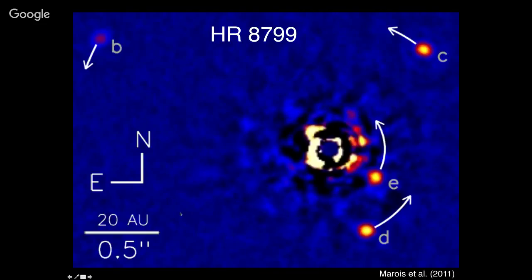But as you can see, based on the scale of this image, where this bar is 20 AU, and an AU is the distance from the Earth to the sun, this technique is mostly sensitive to planets on very long period orbits that are widely separated from their host stars. And it's also mostly sensitive to massive self-luminous planets. So these are all Jupiter mass planets, and these planets are very young. So we can see their bright thermal emission.